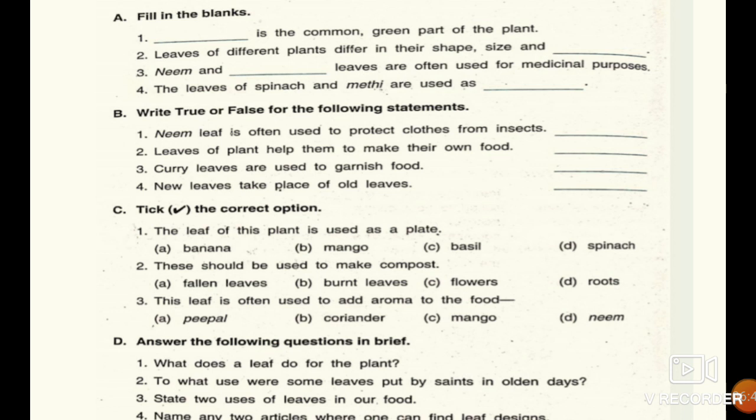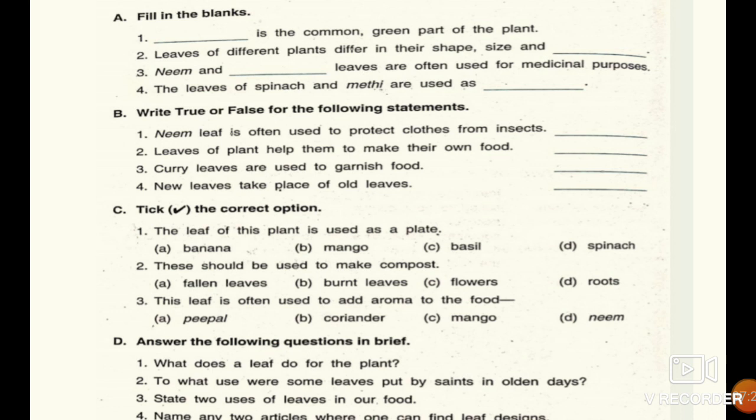Back exercise question number A: blank is the common green part of the plant. You have to write the name. Leaves of different plants differ in their shape, size and texture. Question number 1, answer is leaf. Neem and basil leaves are often used for medicinal purposes. The leaves of spinach and methi are used as vegetables. Now, true or false? Neem leaf is often used to protect clothes from insects. Statement is true. Leaves of plants help them to make their own food. Yes, it is right. True.